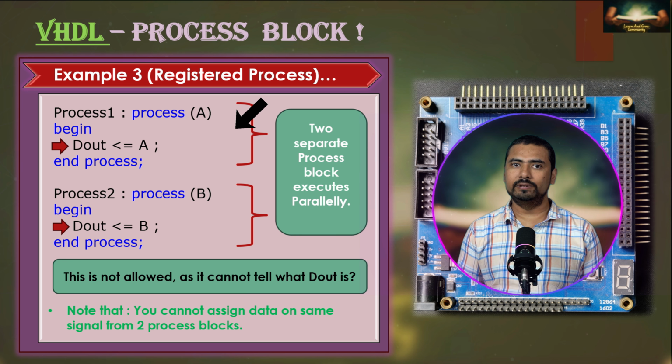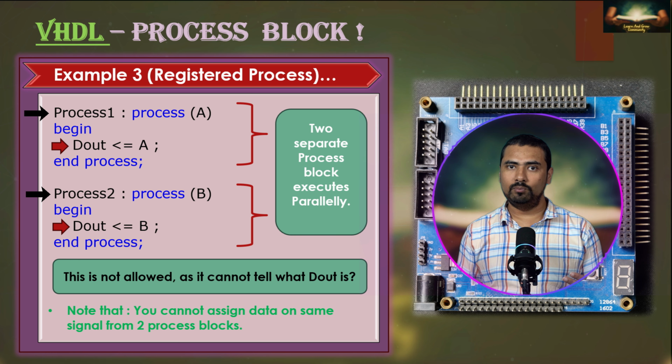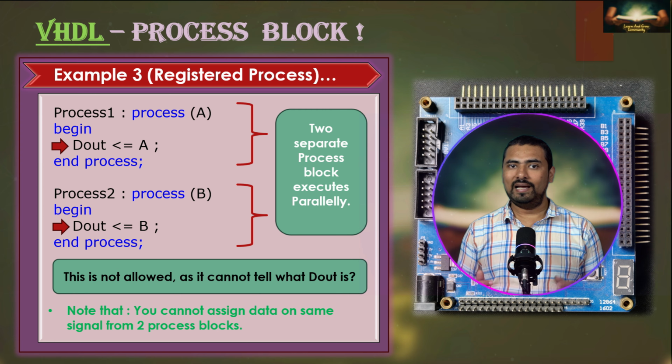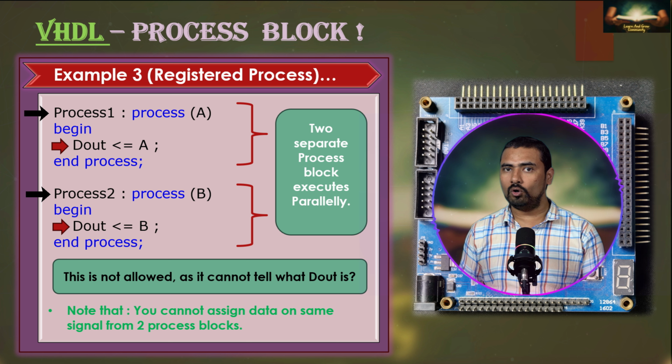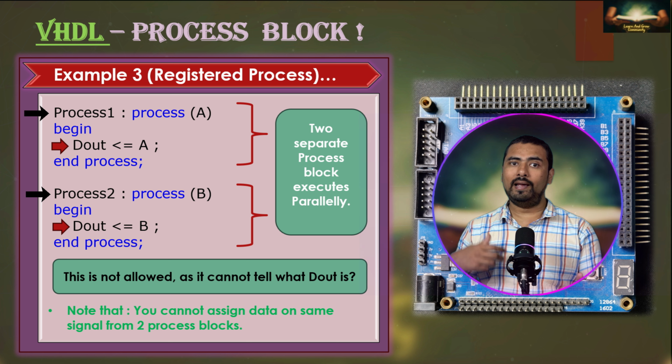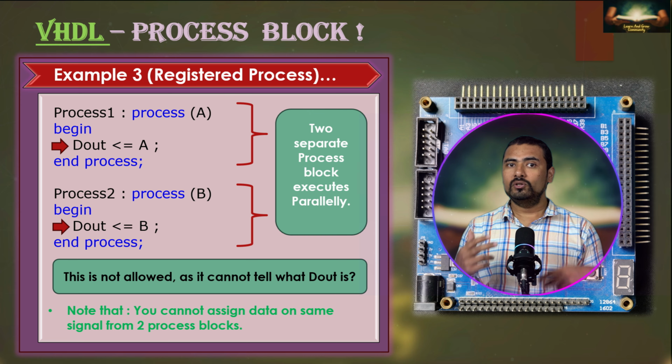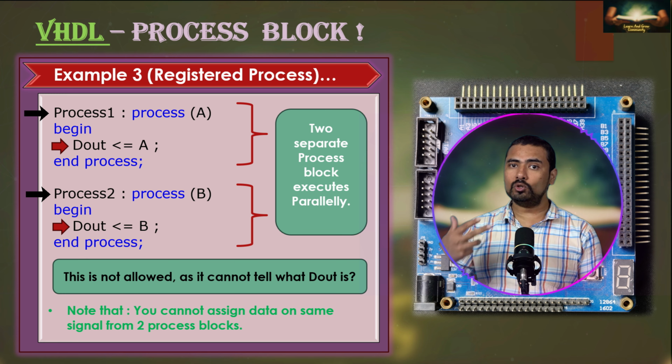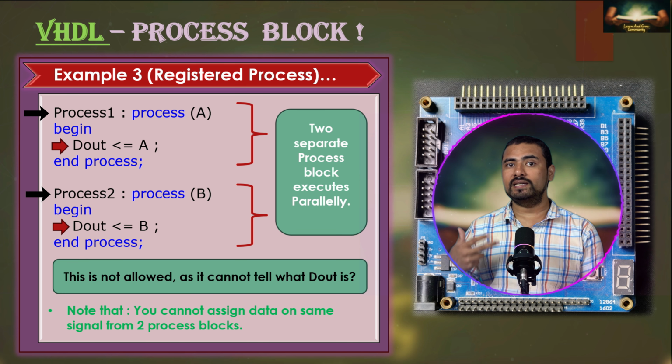Now look at this example. Here we have two process blocks. First is process 1 and second is process 2. As we already talked about this and we already know that all the process blocks within the architecture body execute concurrently. So this means that both of these processes will execute together at the same time.